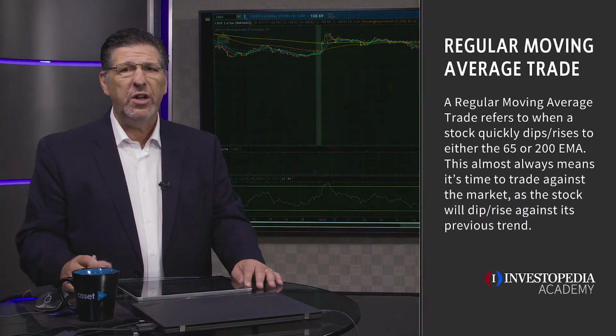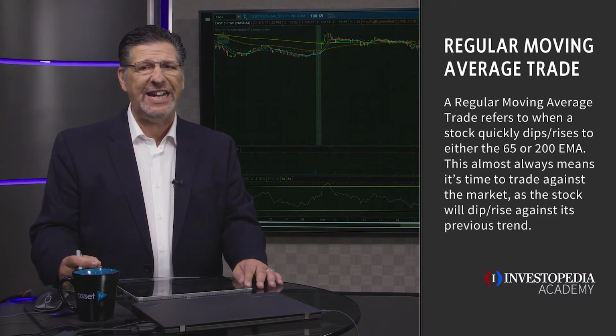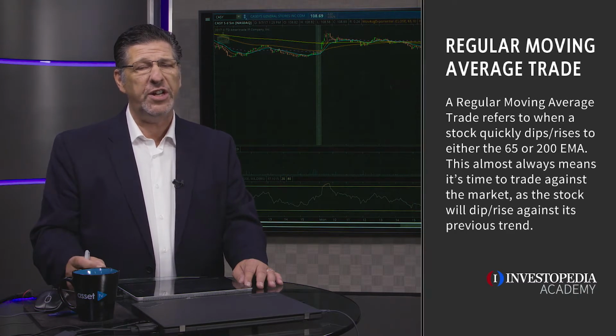Okay, ladies and gentlemen, before we talk about our next trading setup, I just want to tell you guys what we're doing here. We are building our arsenal. We are going to have a scenario for everything a stock can possibly do by the time we're done talking about our 6 trading setups. The next trade that we're going to talk about is what we call a regular moving average trade. So what is a regular moving average trade? We learned in a trend trade that we're only going to use our 9 and our 15 EMA. For a regular moving average trade, we are going to look to use our 65 and our 200 EMA.